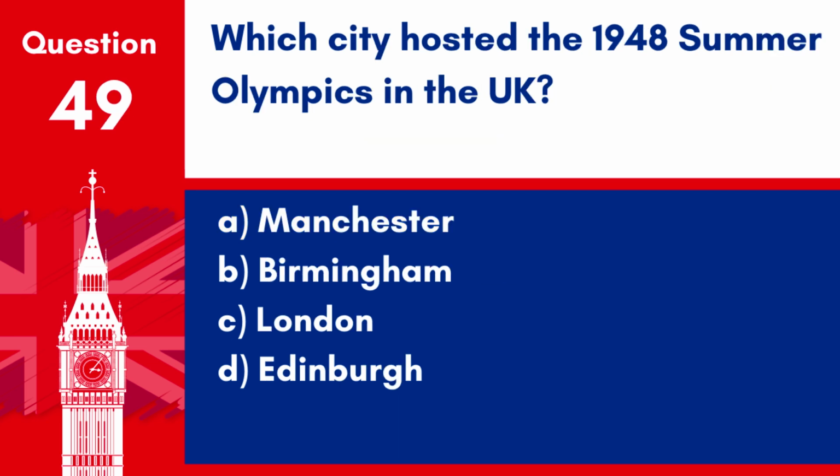Question 49. Which city hosted the 1948 Summer Olympics in the UK? A. Manchester. B. Birmingham. C. London. D. Edinburgh. Answer C. London. London hosted the 1948 Summer Olympics in the UK.